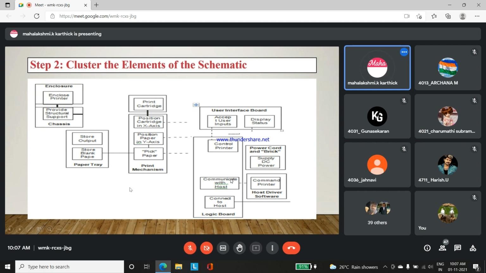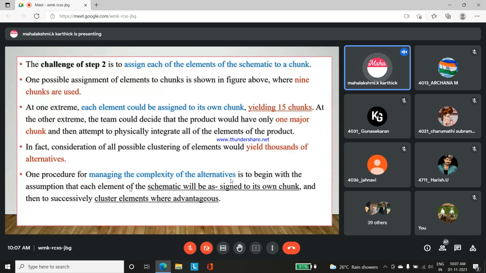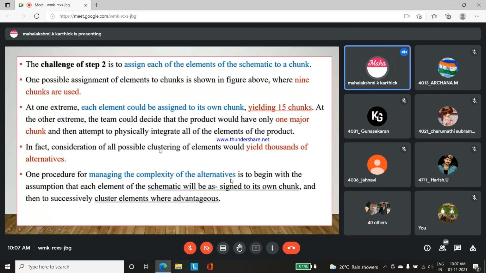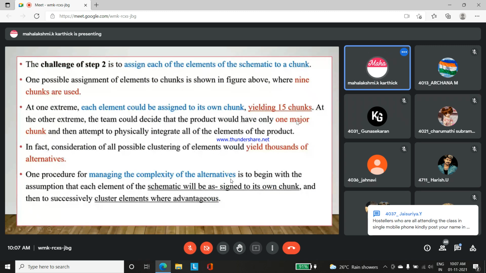Next. So what is the main challenge? Here, the points they have discussed are: after clustering the elements of a schematic, each and every cluster will yield a chunk here.